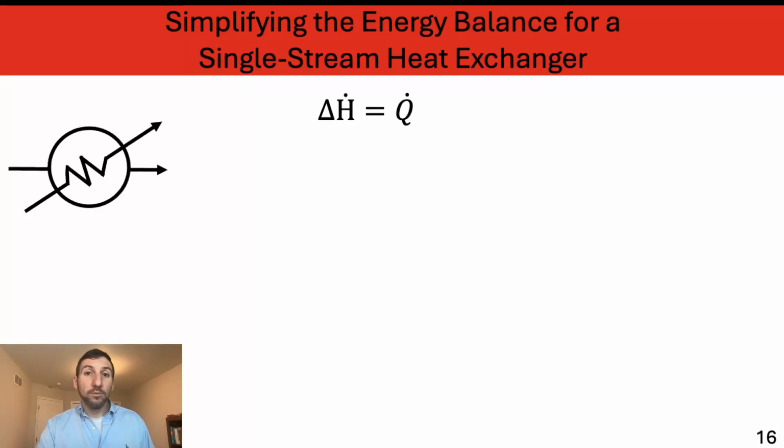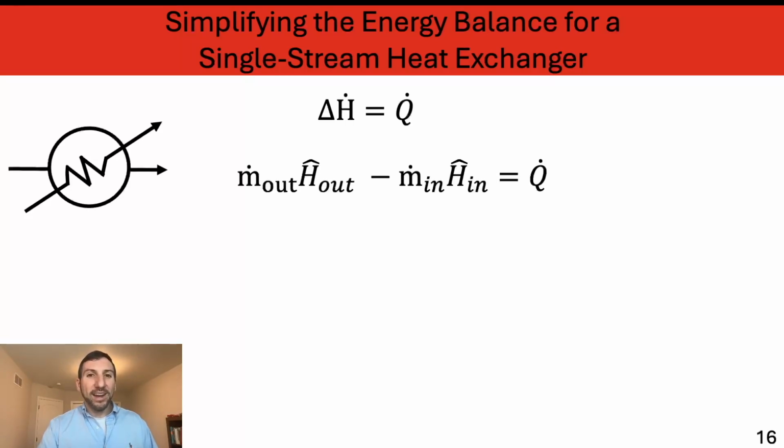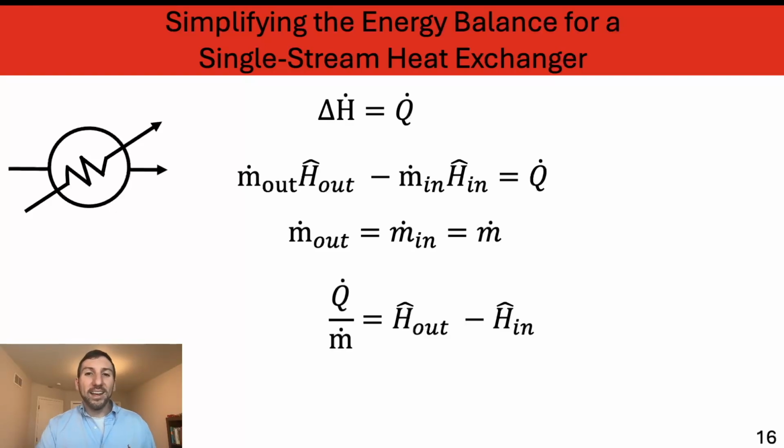Moving forward with my delta H equals Q, we can break down my change in enthalpy into my outlet enthalpy minus inlet enthalpy equals Q dot. As a reminder, because you have one fluid coming in and out, the mass flow rate out equals mass flow rate in. So we're going to write that as m dot. And from here, we can move that m dot to the Q side, and we have Q dot over m dot equals the outlet specific enthalpy minus inlet specific enthalpy.